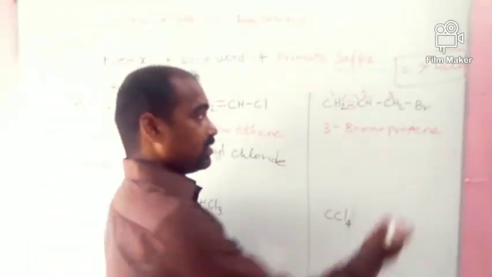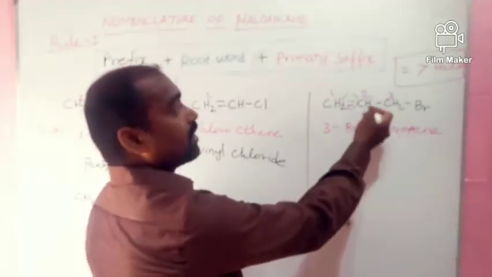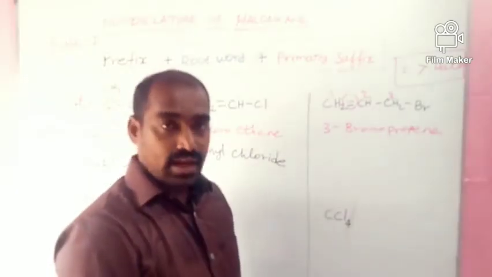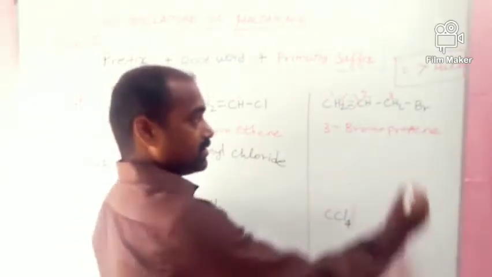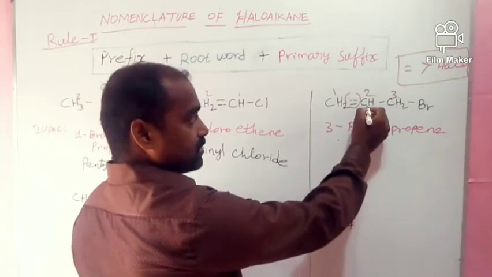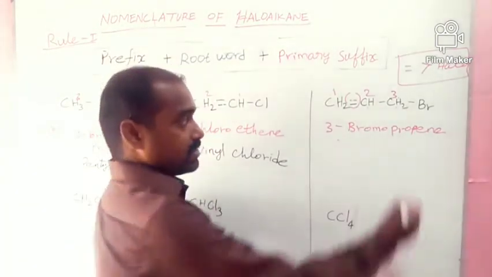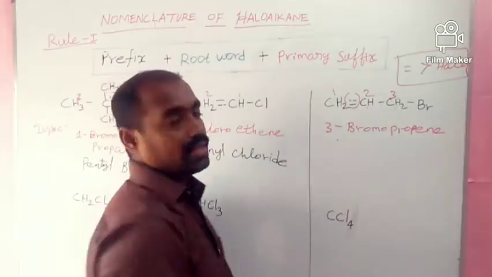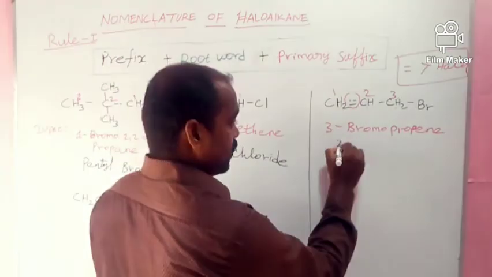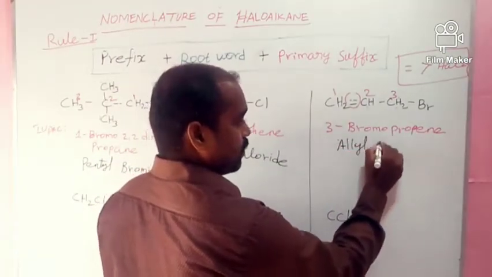Allyl bromide means the bromine is attached to a carbon, and that carbon is attached to an unsaturated carbon. This is the saturated carbon, this is the unsaturated carbon. The saturated carbon is attached to the unsaturated carbon. This is the allyl bromide.